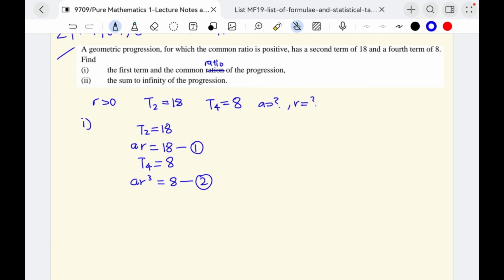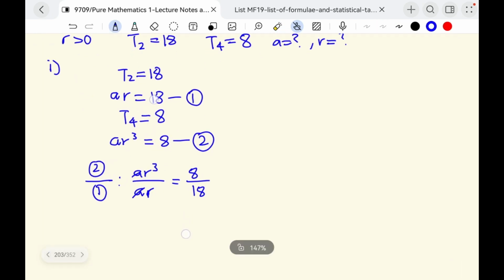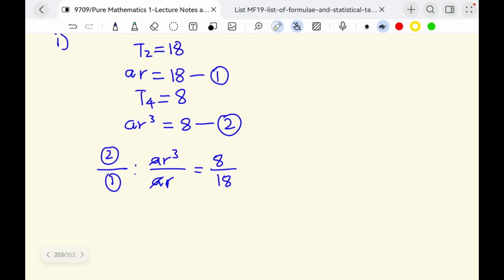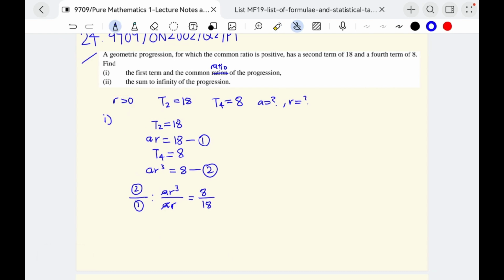And then take equation 2 divided by equation 1. AR cubed divided by AR is equal to 8 over 18. As you can see, the fourth term is less than the second term. We should be aware that R isn't greater than 1, but R is less than 1. So you may cancel the R because R cannot be 0, as the question has implied that R is greater than 0.